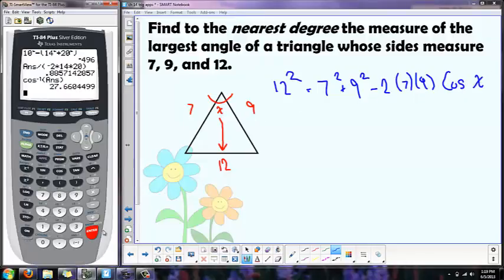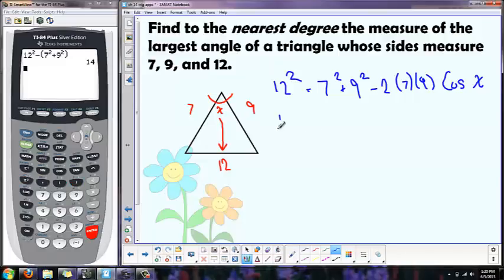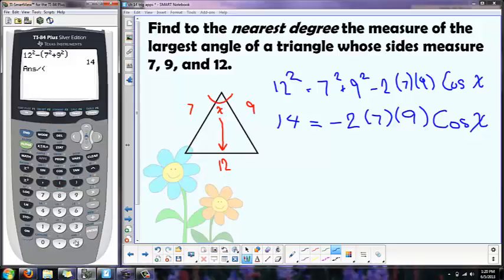Let's do that in our calculator again. Let's clear this stuff out. We have 12 squared, and I'm going to subtract over those 2 terms first. Minus 7 squared plus 9 squared in parentheses. Hit enter. So that whole thing is equal to 14. Okay, and then I'm going to divide by negative 2 times 7 times 9.